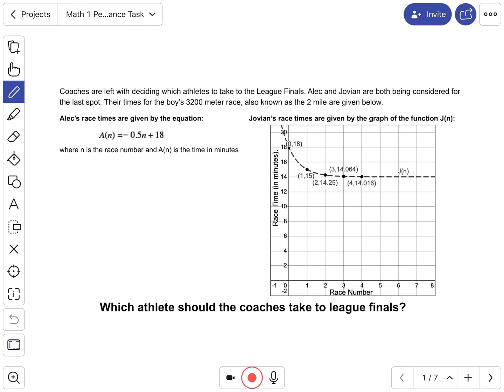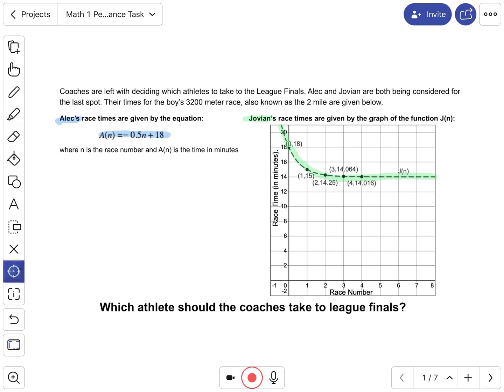So the first thing I want you to notice is there's two racers. Jovian has this graph to represent his races, where it says right here race number one. He ran it in 15 minutes, which is a 2 mile race. Race number two, he ran it in 14 minutes and 25 seconds, which is less than 15 minutes. So his race time is improving. You can see 14 minutes, 25 seconds, 14 minutes, and 0.016 seconds. And so that's Jovian. And then here you have Alec with his race.